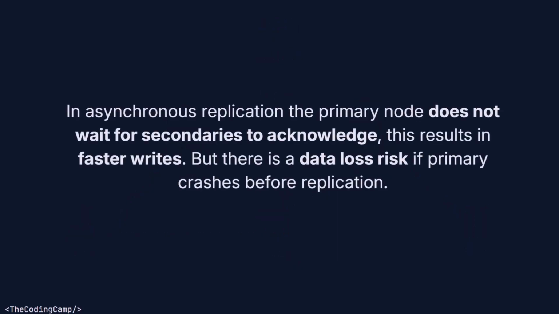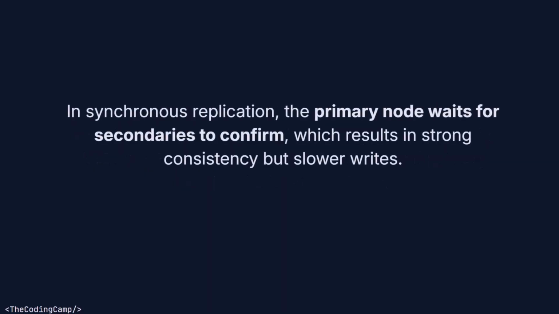In asynchronous replication, the primary node does not wait for secondaries to acknowledge. This results in faster writes. But there is a data loss risk if the primary crashes before replication. In synchronous replication, the primary node waits for secondaries to confirm. That results in strong consistency but slower writes.